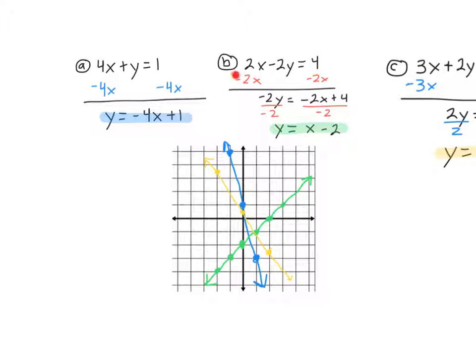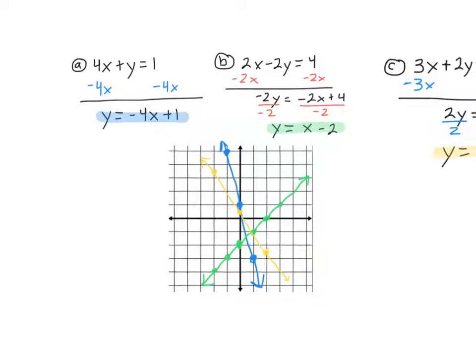For part B, check your 2 steps here. Be careful with this step. We are dividing both sides by negative 2. Negative 2 divided by negative 2 becomes positive 1, so we have positive 1x. 4 divided by negative 2 becomes negative 2. So my y-intercept is at 0, negative 2, and my slope is 1 over 1. Up 1, right 1, up 1, right 1.